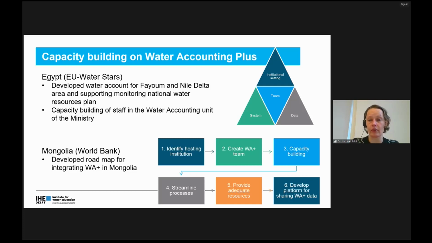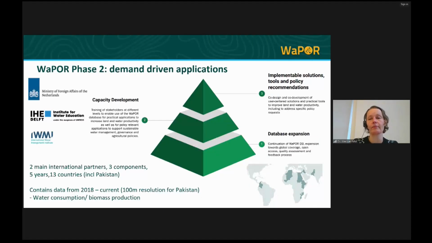And as part of a World Bank project, we also developed a roadmap for integrating Water Accounting Plus in Mongolia. They didn't already have a unit, so we're also looking at proposing to set up a unit there to develop water accounting analysis. They already used the CAW framework to report water accounting, and they were trying to see how they could use remote sensing based water accounting to supplement their reporting for Mongolia. That was also a very interesting approach, and we did a lot of capacity building on how to utilize this remote sensing data.